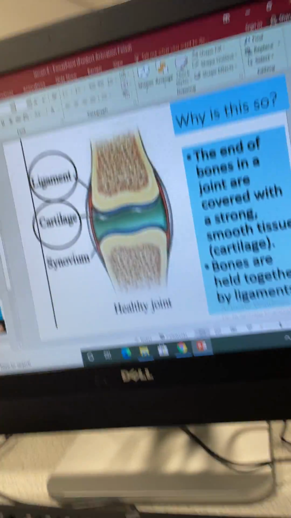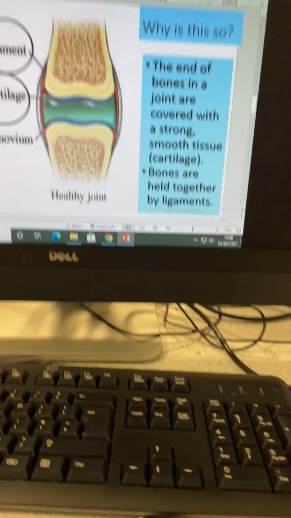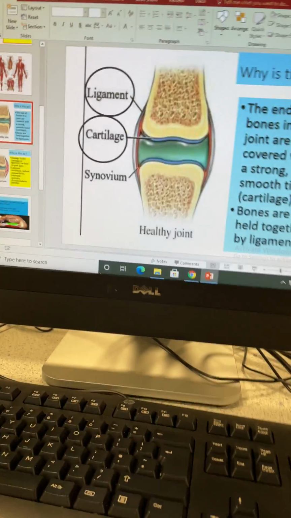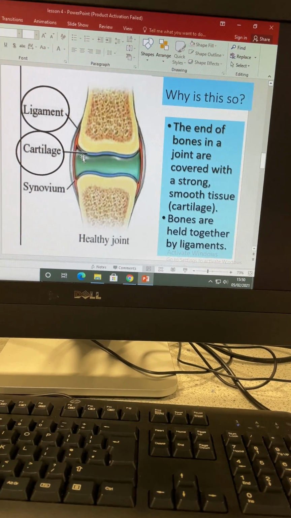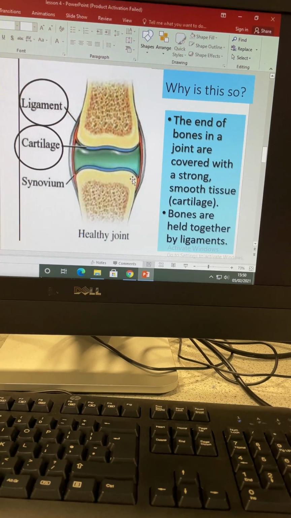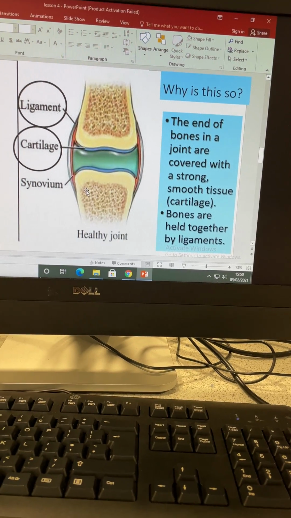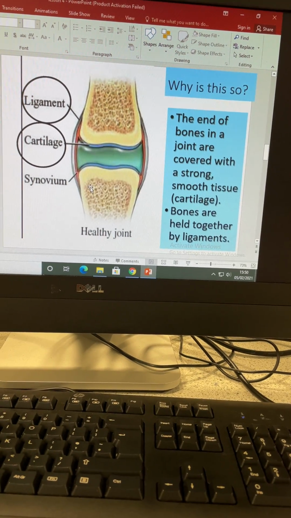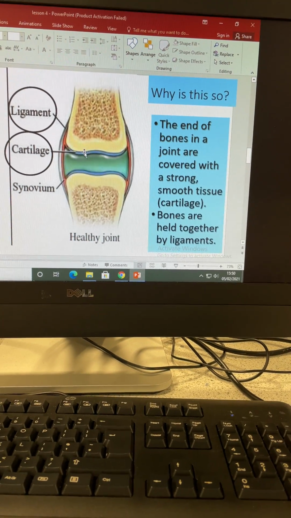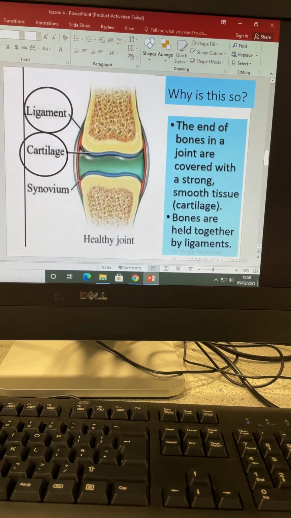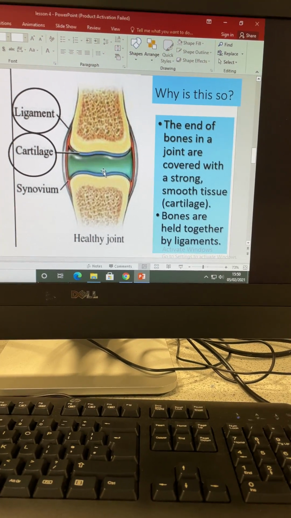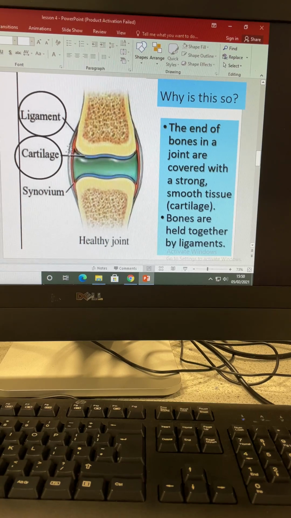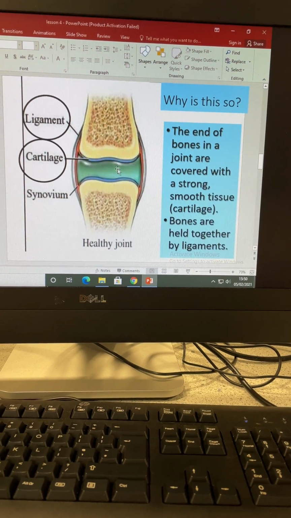A particularly interesting part of the movement topic is about arthritis and how joints are affected. If we think of this as the end of a bone and this as the end of another bone, we have a strong cartilage tissue held in that gap, which is labeled here. The bones are held together by ligaments, which are almost like stretchy elastic bands, and the cartilage is in between.